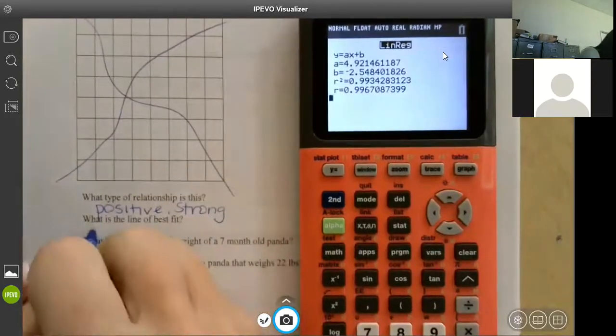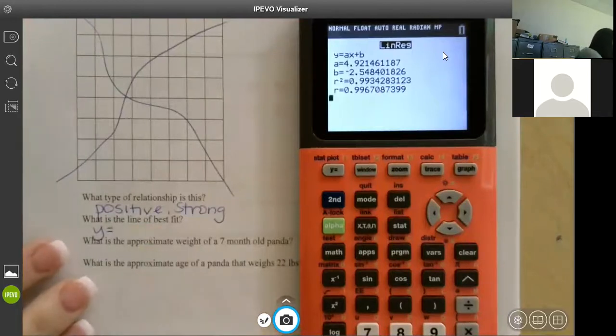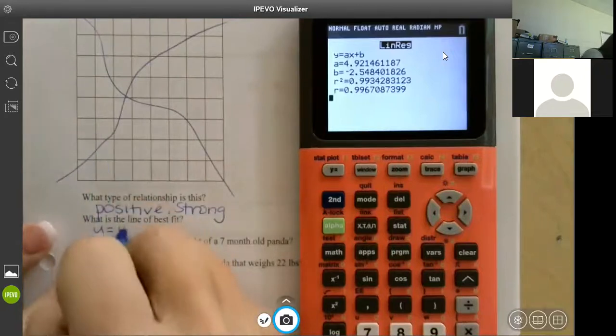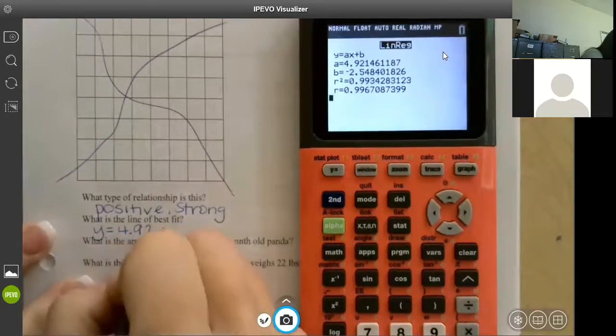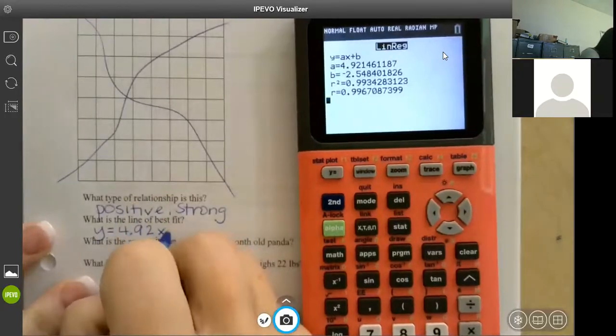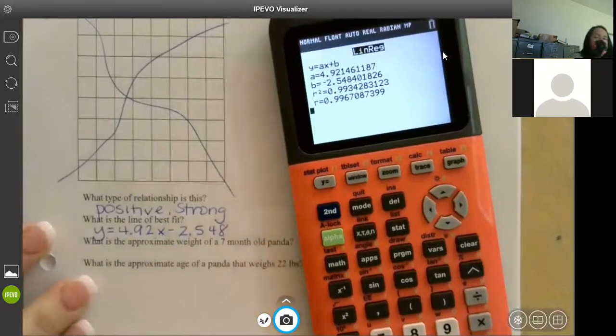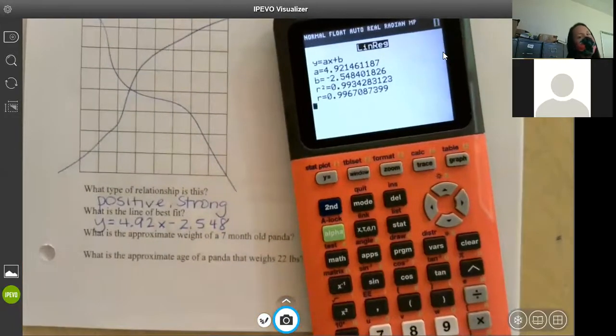Line of best fit. Remember, we just do Y equals. What's our A value? 4.92 is perfectly fine. We're going to put our X there. And then we write our B. This time it's a negative, so I'm just going to put a minus 2.548. Again, it doesn't matter, 2 decimal places, 3 decimal places.